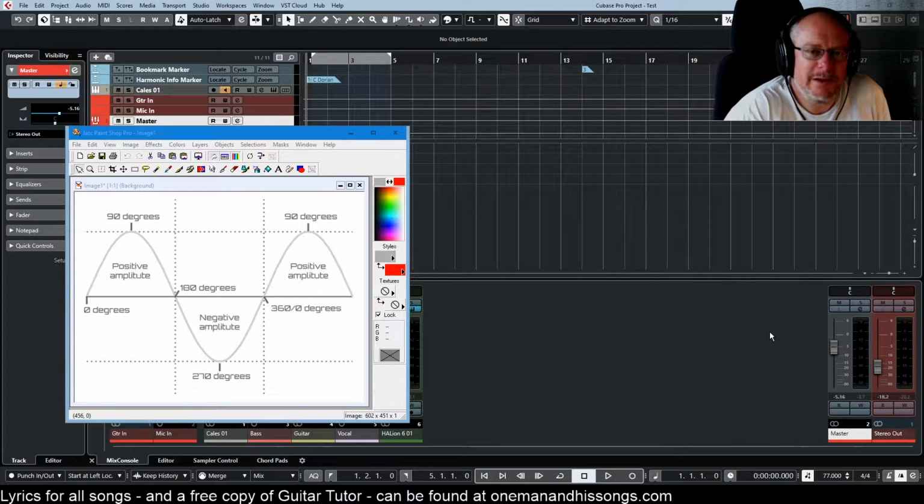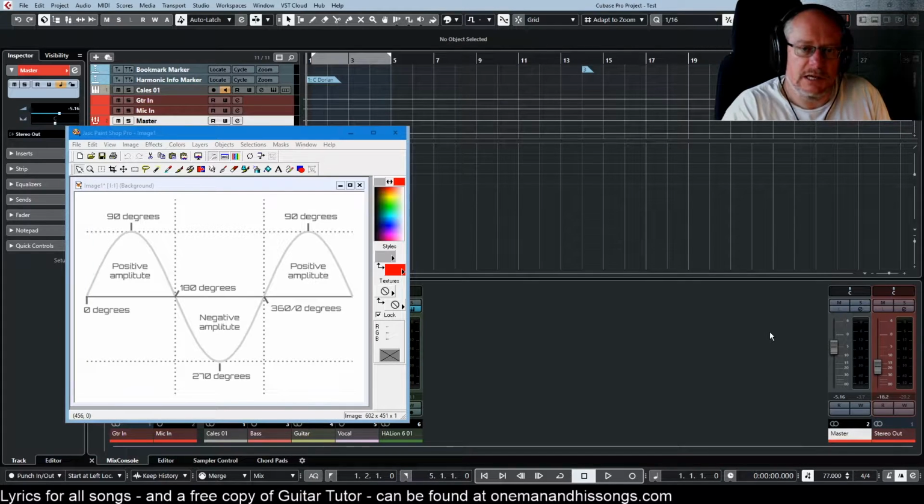Hello, today we're talking about phase as it relates to sound. So let's first of all define what phase is. Well, it's the position in a wave where we begin the reproduction or playing of that wave.